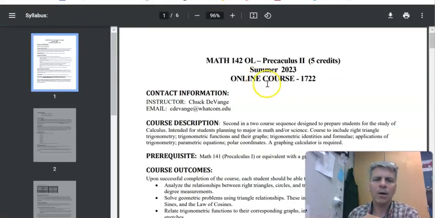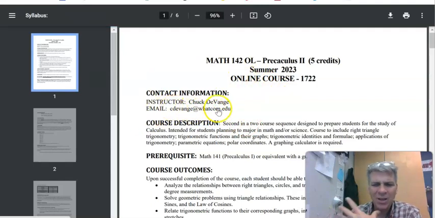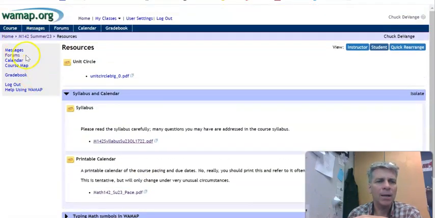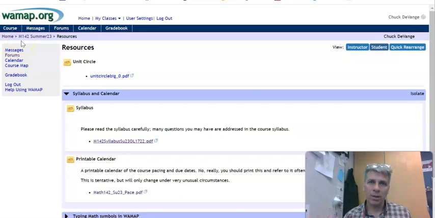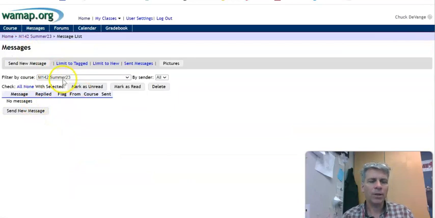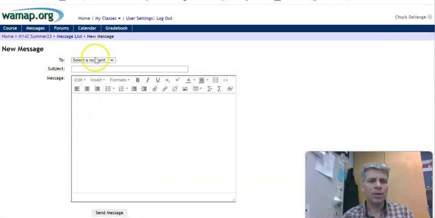So for this class, 142, here is my email to Whatcom. And you can use that if you want. I'd actually rather that you don't. I'd rather that you use the messaging in WAMAP. This is what I'll have open most often. Checking my Whatcom email doesn't happen regularly for me, but I check WAMAP constantly. And constantly is just a little bit of an exaggeration. So if you click on messages, you could pick someone to send something to. I'm going to send a new message. You could choose who to send it to. There's only one person in the course right now, so you could send it to me.